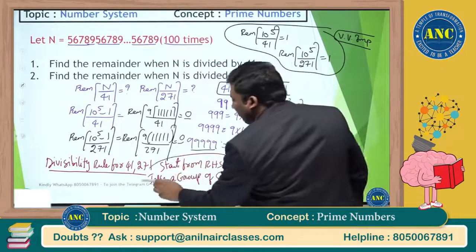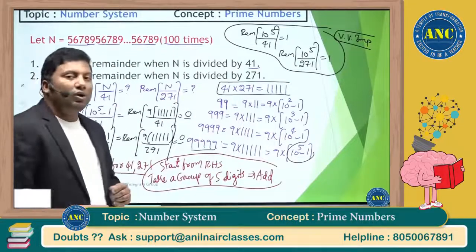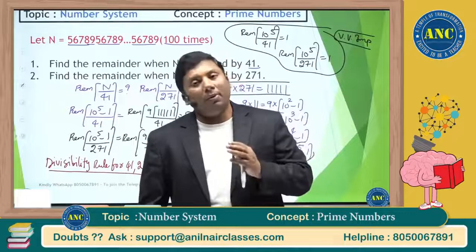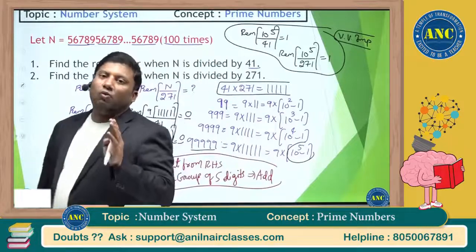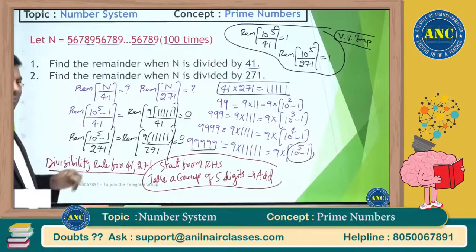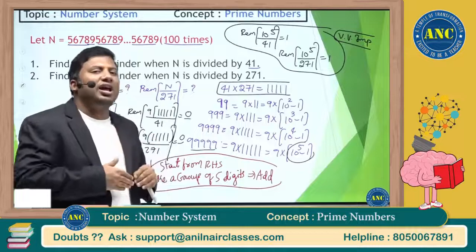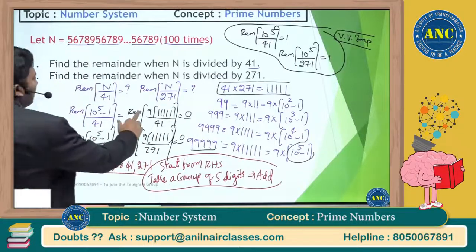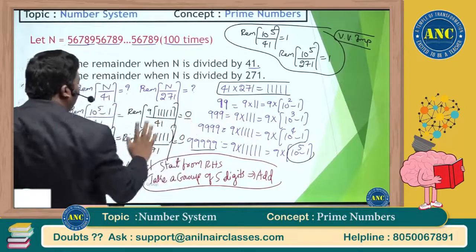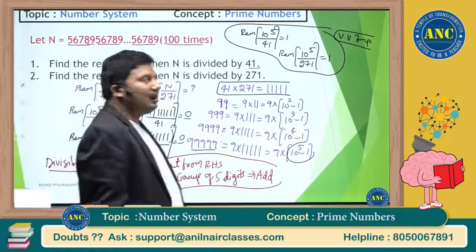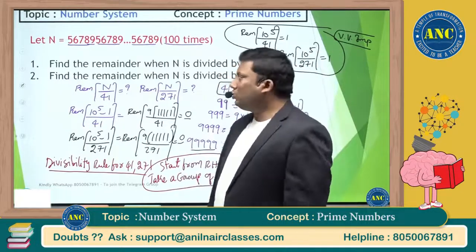Because we are taking a group of 5 digits and adding them, the question is also a 5 digit number written 100 times. This concept probably you will not find in any regular textbook. 41 into 271 is 1 written 5 times. So 10 square minus 1 is 9 into 11, 10 cube minus 1 is 9 into 111, and 10 power 5 minus 1 is 9 into 1 written 5 times, divided by 41. Perfectly divisible, remainder 0. Minus 1 goes to the right hand side as plus 1. 10 power 5 divided by 41 is 1, and 10 power 5 divided by 271 is 1.